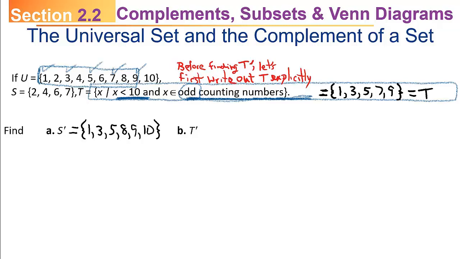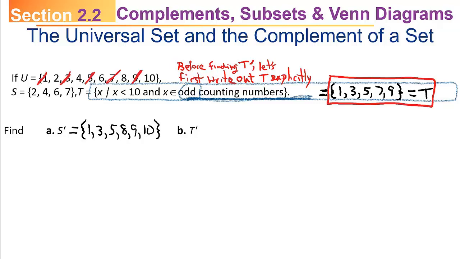Now you've done all this work, but we only found T. We want to find T complement, so don't forget, you've only found T now. We wrote out T explicitly. T complement is found by going back to the universal set and crossing out every element of T. If you do that, you cross out 1, 3, 5, 7, and 9. You're left with 2, 4, 6, 8, and 10. So T complement is the set containing the elements 2, 4, 6, 8, and 10.